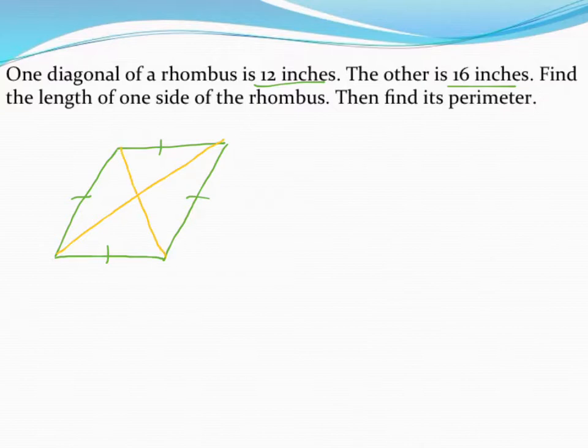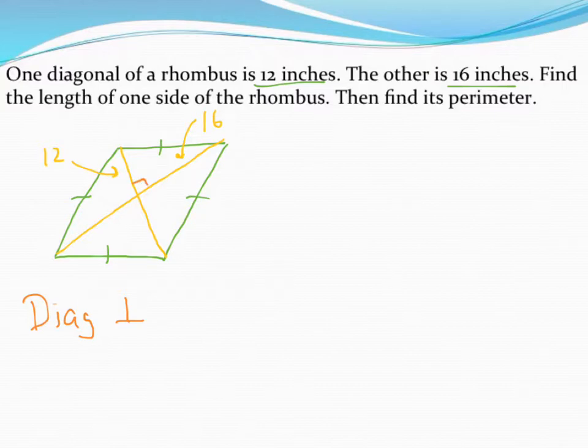I can see that one diagonal is longer than the other, so I'll label that diagonal 16, and I'll label the shorter diagonal 12. And so what I want to do is find the missing side of this rhombus, and once I find one side, I should know all the sides. To do that, I'm going to have to use one property of a rhombus. I'm going to have to use the fact that diagonals are perpendicular to each other, meaning diagonals intersect at right angles. So I'm going to put a little right angle symbol right there.